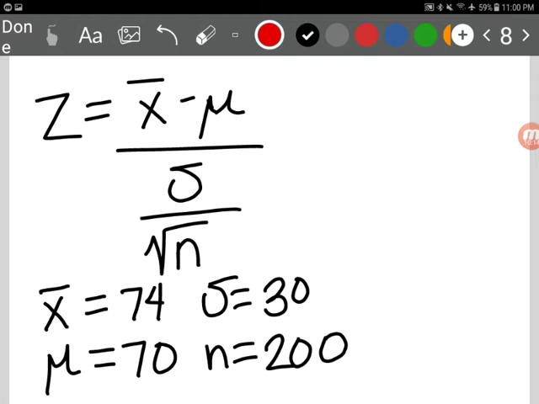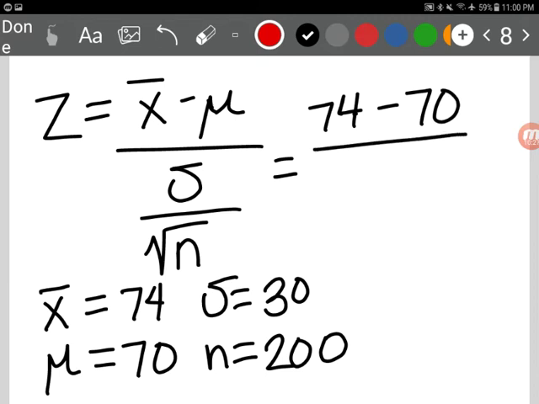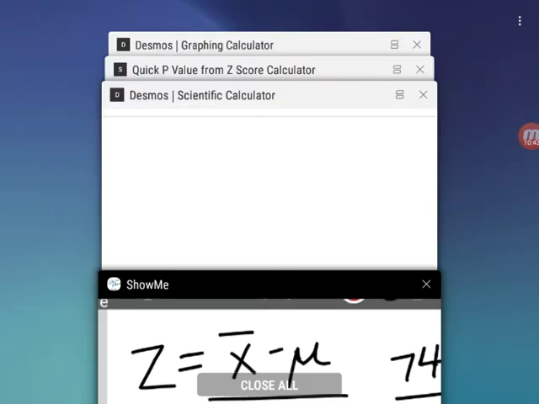Now, since we have everything identified, we can substitute it into the formula. I have 74 minus 70, divided by 30 divided by the square root of 200. I want to use the Desmos scientific calculator to input this information, so I'll go back and forth.